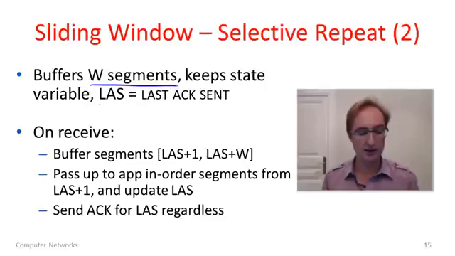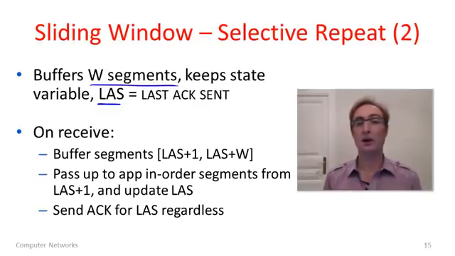And we're going to use the same one state variable, the last acknowledgement sent. When you receive segments, if they fit in the window from the next segment, LAS+1, or actually any of the next W segments from +1 to +W, then you buffer them. You put them in the buffer you have. Then you look at your buffer and you see if you have any segments in order, starting at LAS+1 and onwards. If you do, you pass up those in-order segments to the app and you update LAS to push it up to the highest segment which has been delivered to the app.